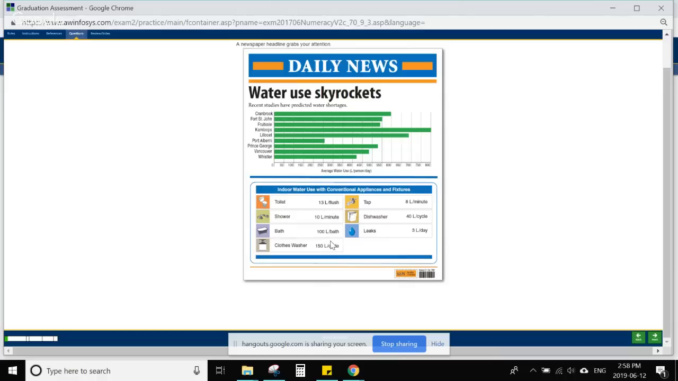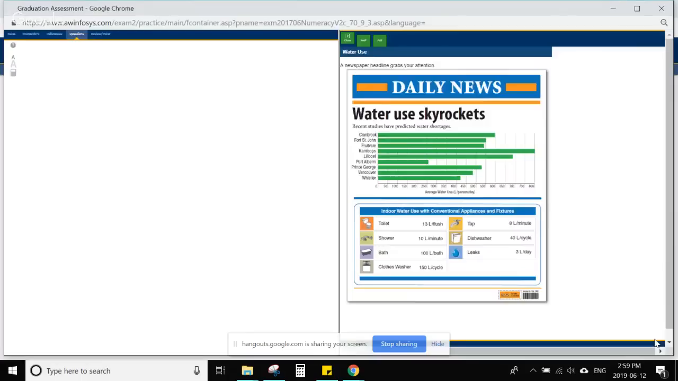One of the goals of the new numeracy assessment is to have a common problem or situation that learners are working with. In this case, we see water usage. So we have water usage across different cities in the province of British Columbia, and we can see a breakdown of each appliance in liters per day of water usage. So we have this article here, the newspaper headline. We're going to use that to answer the next 6 questions.